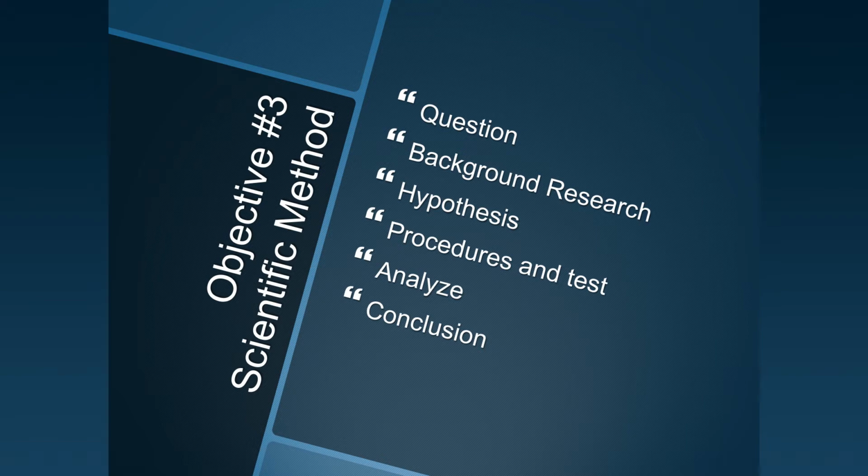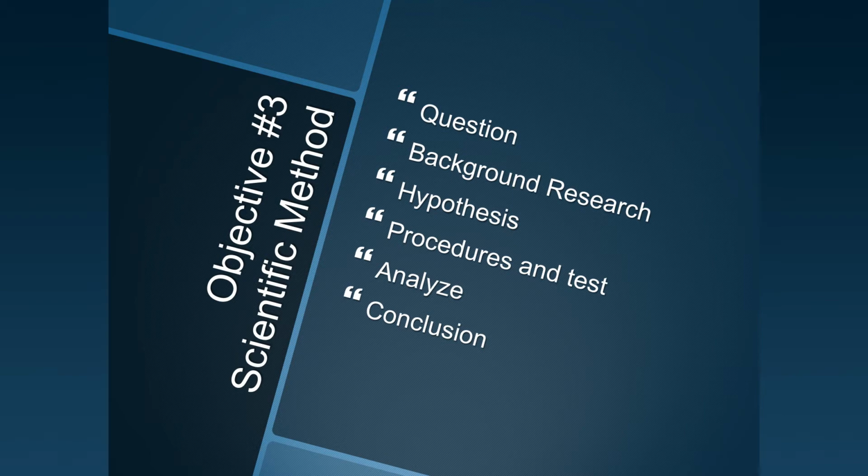Your research is what information did you gather or observation you make before you even got started to help you figure out your experiment or to help you design it. Your hypothesis is what do you think is going to happen based on what you researched or you observed. Your procedures and test is the explanation or the list of what you do to try and solve that question.